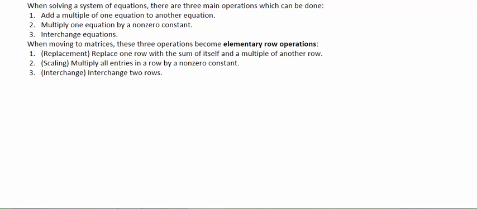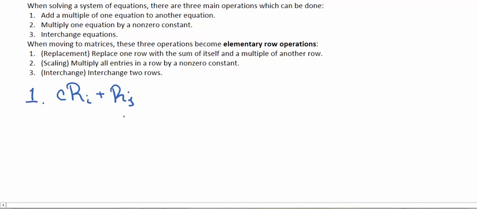However, when we're dealing with matrices, these three operations become elementary row operations. So the first is replacement. We're going to replace one row with the sum of itself and the multiple of another row. So I represent this by multiplying one row by a constant c and adding it to another row. I tend to write it in this method, where this row right here, this r sub j, is the one being replaced, just to make it a little bit easier to have some kind of convention or norm.